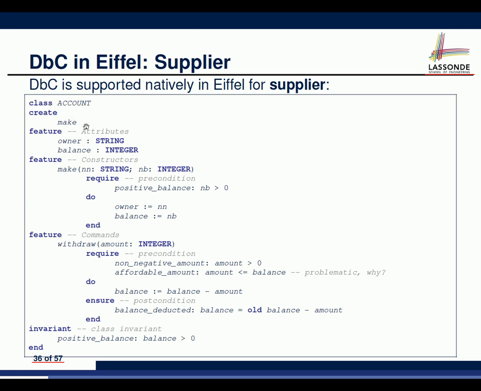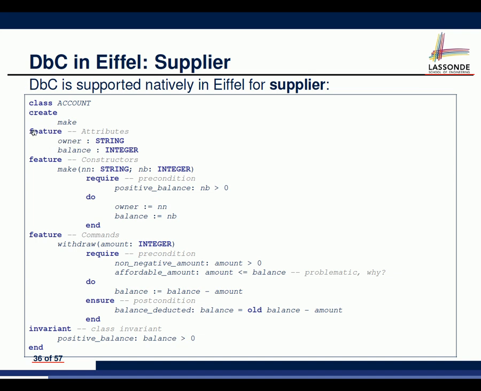I'll explain this a little bit later. But basically, it is trying to declare to say, I want to use this particular feature or method as the constructor. If you don't put any create clause in the beginning, that means there's no constructor for this particular class. That's something different from Java. And then we declare attributes.